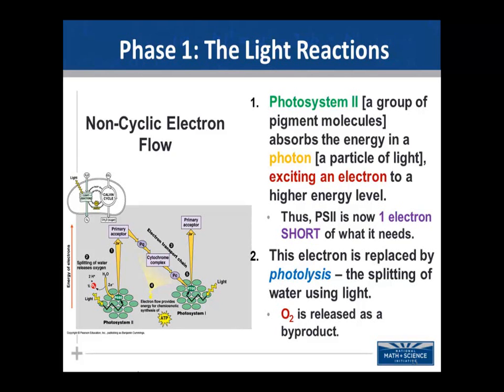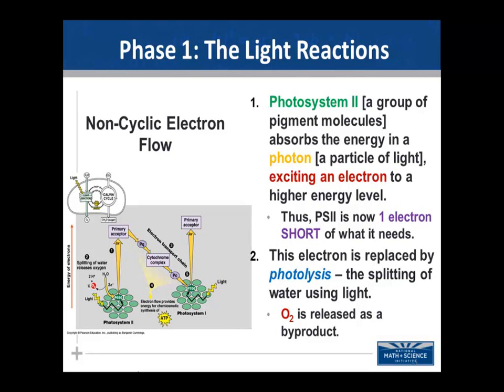Now photosystem 2 is 1 electron short of what it requires. It's just lost an electron. It's been excited away to a higher energy level. So there needs to be a mechanism in place for photosynthesis to continue indefinitely to replace that electron. And that electron gets replaced through a process called photolysis. Hopefully if you look at that word, it makes sense to you. Photo means light, lysis means to split or to break or to burst. So photolysis is the splitting of water using light.